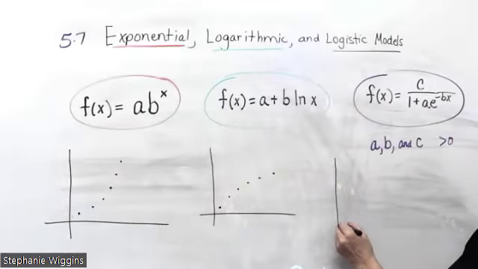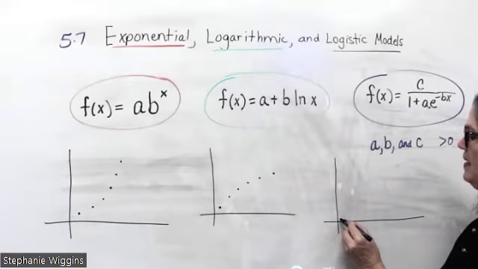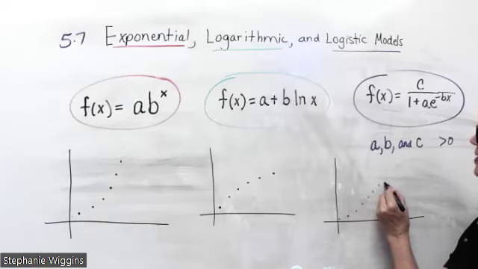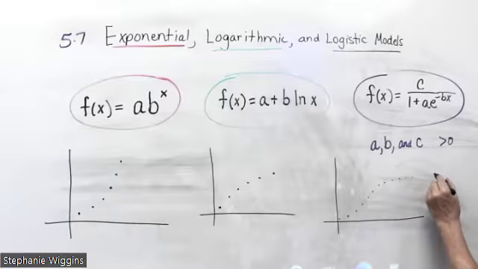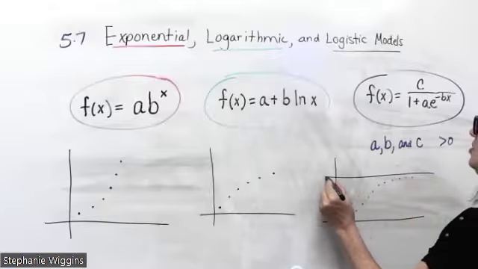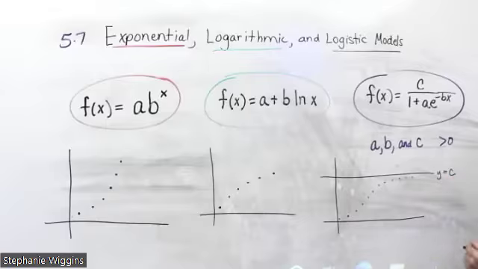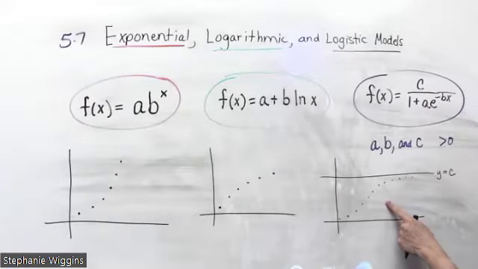And with the logistic model, it starts out kind of like an exponential function. It's increasing rapidly. But then suddenly, as time goes on, it levels off. It's still increasing, but there's kind of a limit to the growth. And that limit is a horizontal asymptote. And it turns out the equation of that asymptote is y equals c. So this is exponential, logarithmic, logistic.